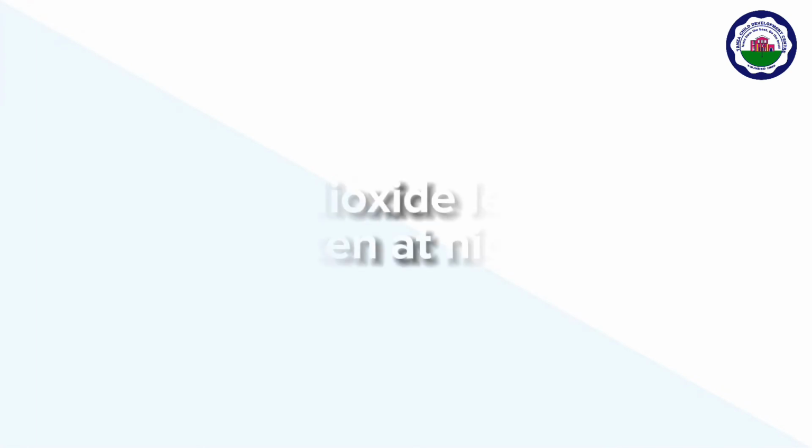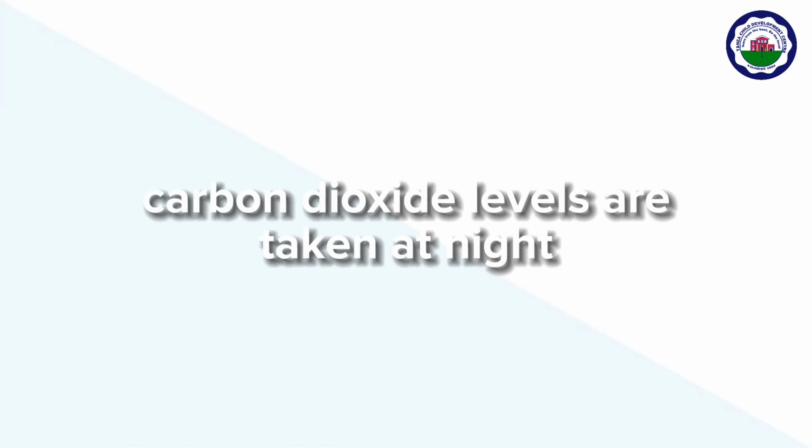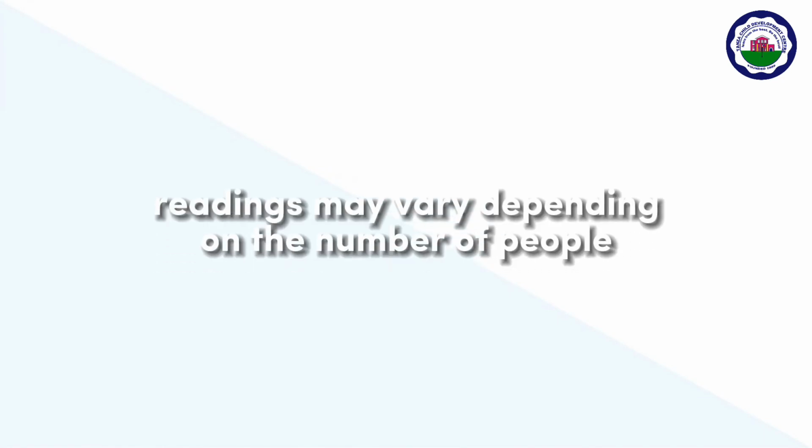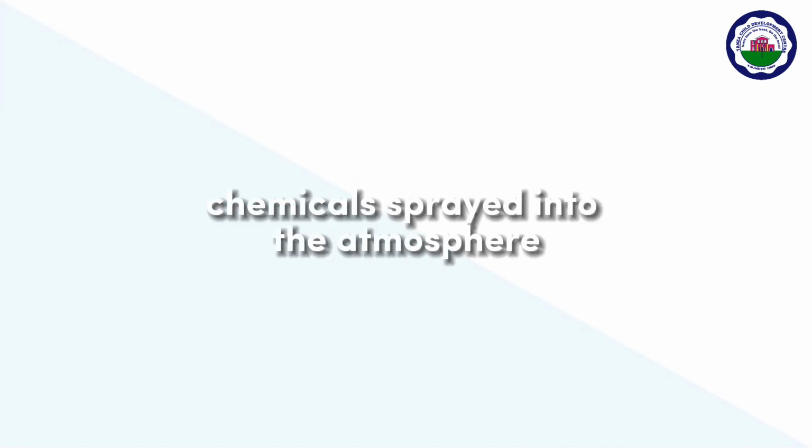Moreover, these carbon dioxide levels are taken at night, when all of the monitored rooms are closed. Because we all know that humans emit carbon dioxide, and scented particles travel through the air through a process known as diffusion, in which they are constantly moving and later spread out through the air around them. The readings may vary depending on the number of people present and the chemicals sprayed into the atmosphere.